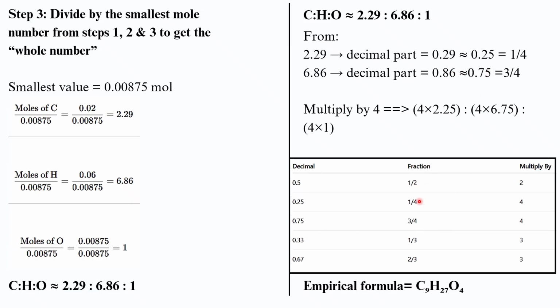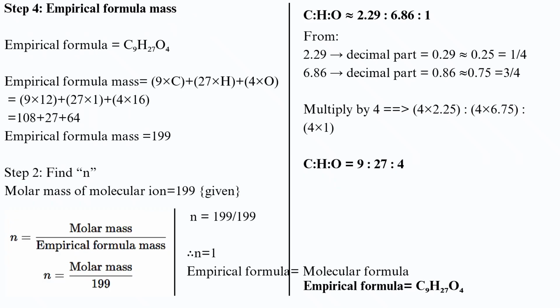Now I can check their fractions. Their fractions are 1 upon 4 and 3 upon 4 respectively. I look for the denominator. So here is my denominator, and now I directly multiply it with the new decimal numbers that I have got, and I convert them into proper whole numbers, and this is the number we have got. Now I will directly write these numbers, and this is what my empirical formula looks like.